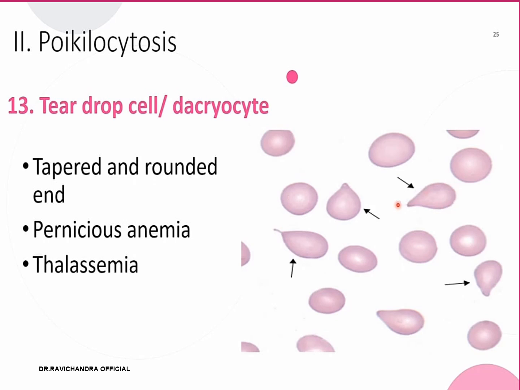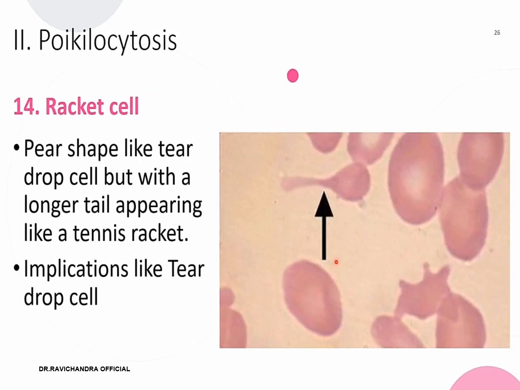Teardrop cells or dacrocytes have a tapered and rounded end, and they are seen in pernicious anemia and thalassemias. Racket cells, these have a pear shape like teardrop cells but with a longer tail, appearing like a tennis racket. Implications are like teardrop cells.